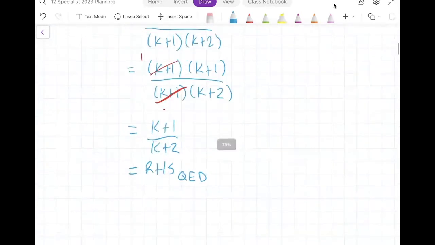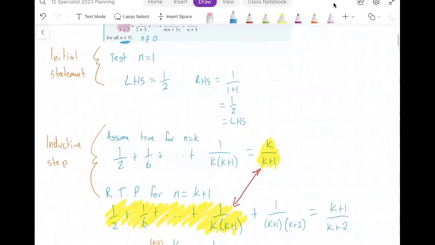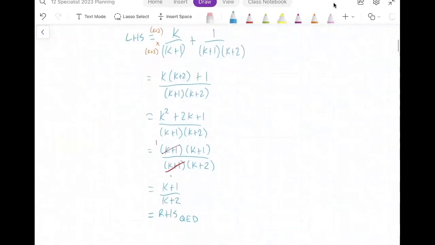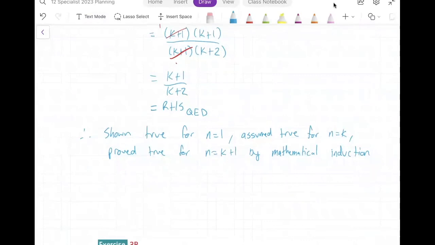So that's my initial statement. I've done my initial statement, I've done my inductive step, and I proved my inductive step to be true. So now I need to make my final step, which is my explanation part. So therefore, shown true for n equals 1, assume true for n equals k, and prove true for n equals k plus 1 by mathematical induction.